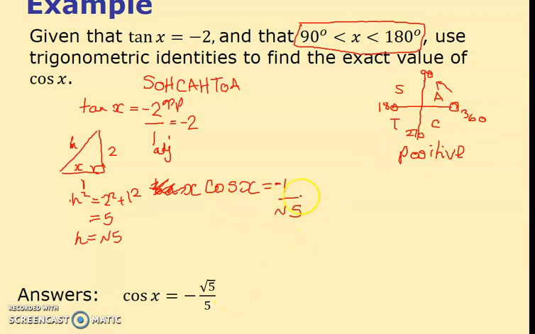Now if you type negative 1 over root 5 into your calculator, it comes up minus root 5 over 5, which is the same thing, of course, as the answer down here. So that's all worked out fine. And that broadly is it.